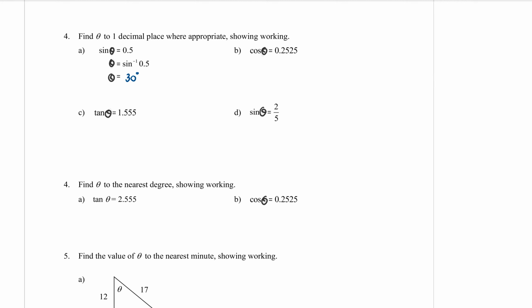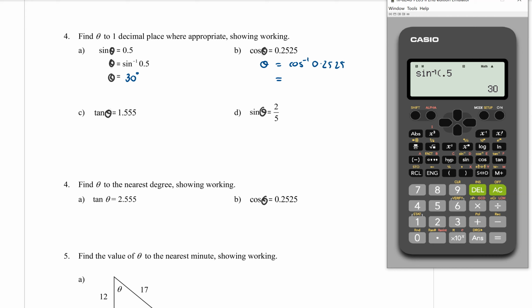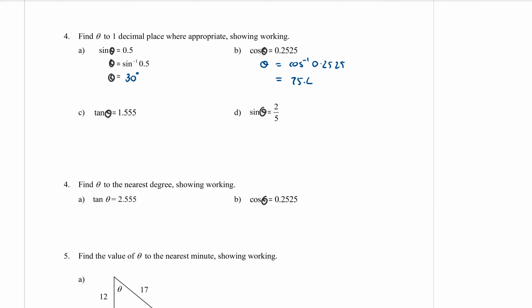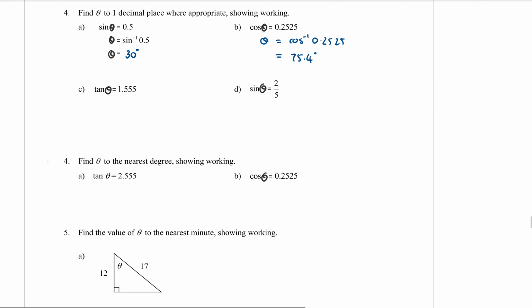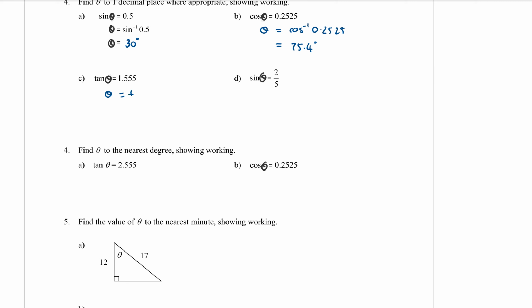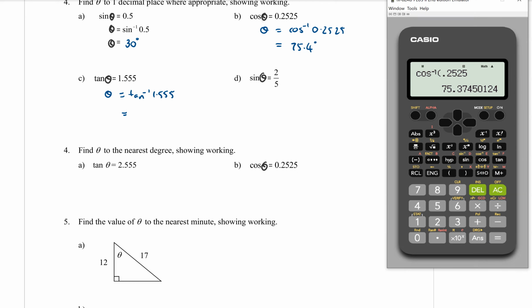Okay, we want to do the same working out for the other questions that are here. For part B, to get the theta by itself, it means I need to inverse cos the 0.25. And then on the calculator. So to one decimal place, that's 75.4 degrees. For C, to get theta by itself, it means I need to inverse tan of 1.555 in the calculator. 57.3 degrees.